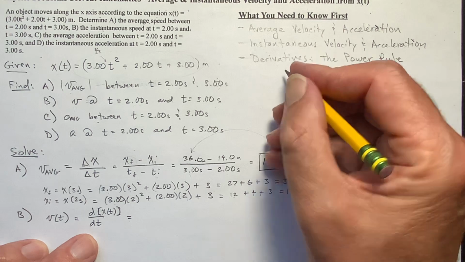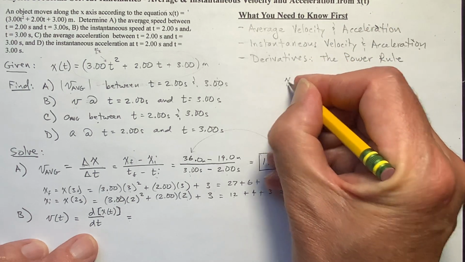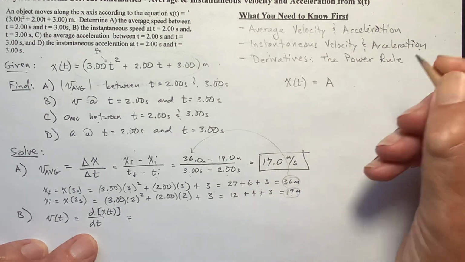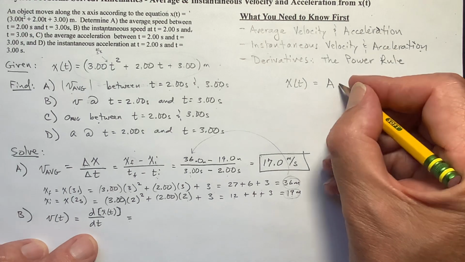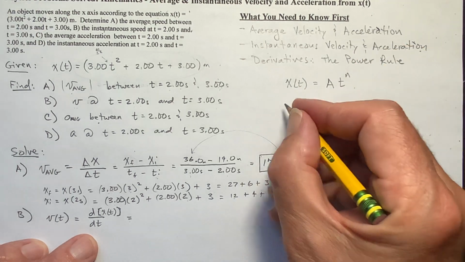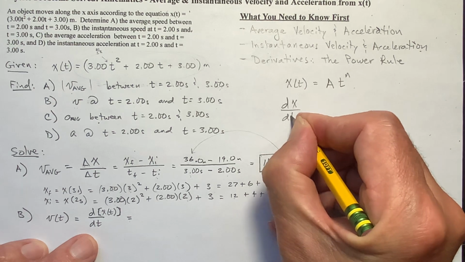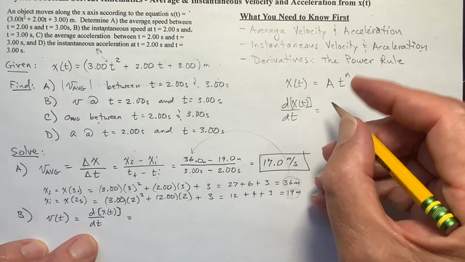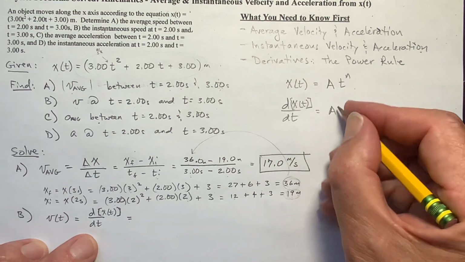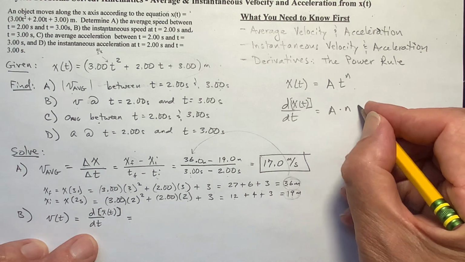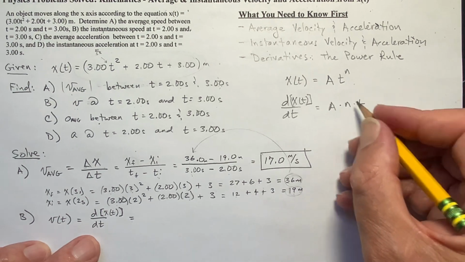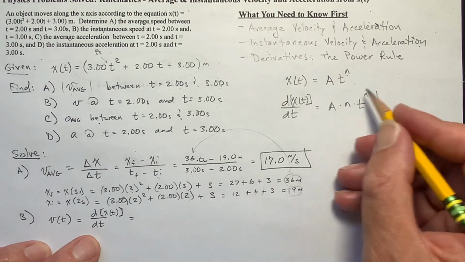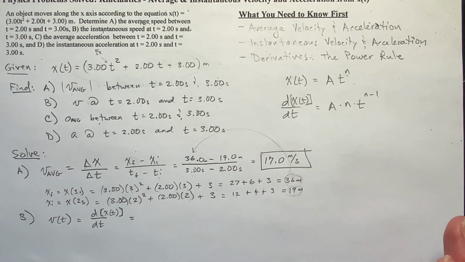Remember, the power rule says if x is a function of time and you have some constant a, which in this case is 3, times t to the n power, well, dx/dt will be equal to a, keep that, and then you bring down this exponent n and multiply, but you have to take 1 power away from n, so it's n minus 1. So this is what we're going to be doing to each piece. Hopefully you already know this.